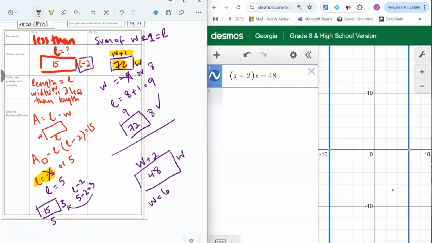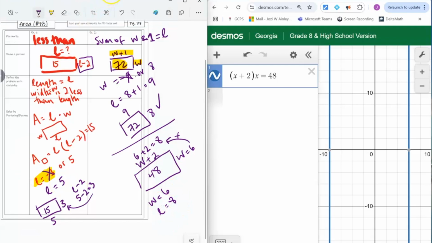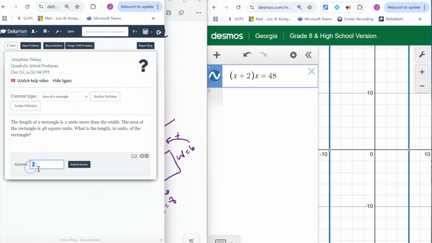My width is 6. So if this is equal to 6, here I will have 6 plus 2, which is equal to 8. And is that true? Is 6 times 8 48? Yes, it is. So that works out. So my length is going to be 8. My width is going to be 6. And depending on what the question is asking, that's what you're going to put in. So it's asking for length. What did I have my length as? 8. And so you're going to put in 8.